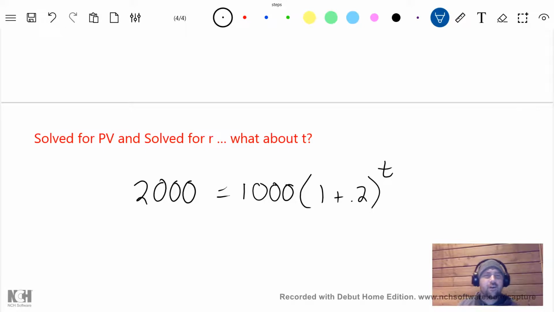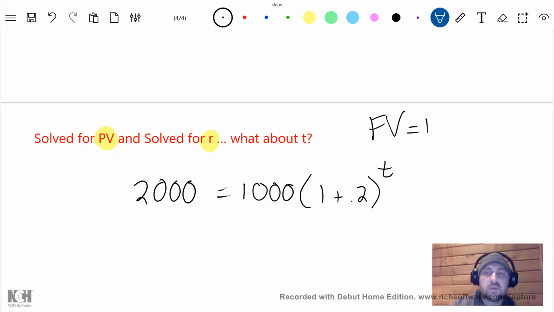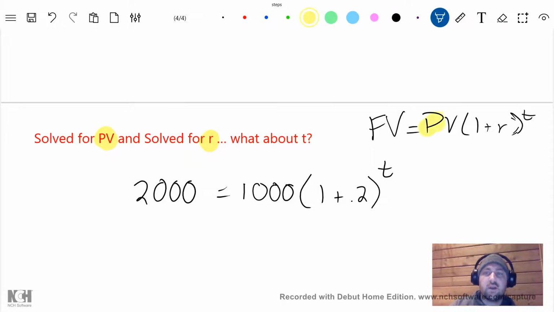I want to go over a quick thing that's a little bit weird that we haven't really thought about maybe. In the last two videos we solved for present value and we solved for r within these equations. Just as a reminder, the equation that we're talking about is this compounded interest equation, which is future value equals present value times 1 plus the rate to the power t. So we've solved for present value, we've solved for rate, and I wanted to look really quickly at the idea of solving for t. What about t?